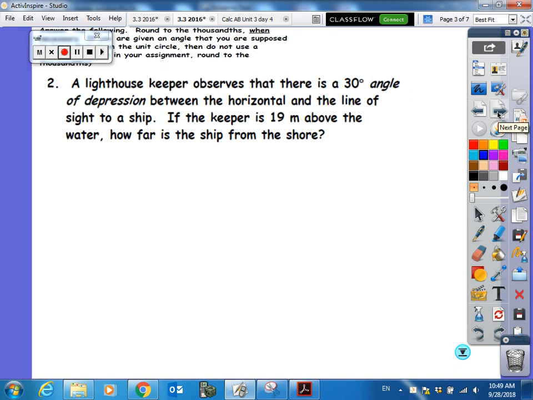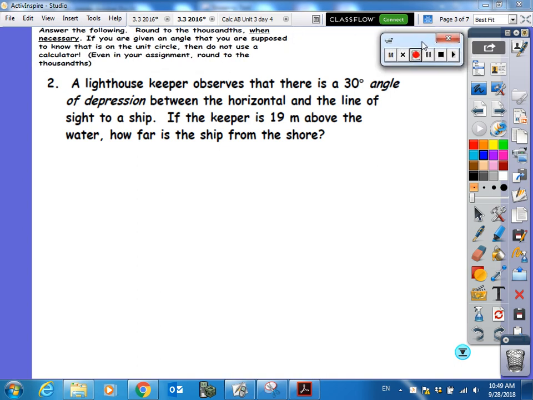All right, so these directions that were at the top of your page tell you to round to the thousandths when necessary. If you're given an angle that you're supposed to know on the unit circle, then do not use a calculator. On your homework, you don't have to worry about that. It tells you when to use one, when not to use one. On your quiz Monday, you will have the calculator or you won't. You won't have to choose when to use it and when not to use it. If you have it, you can use it. If not, then we know our answers are going to be exact.